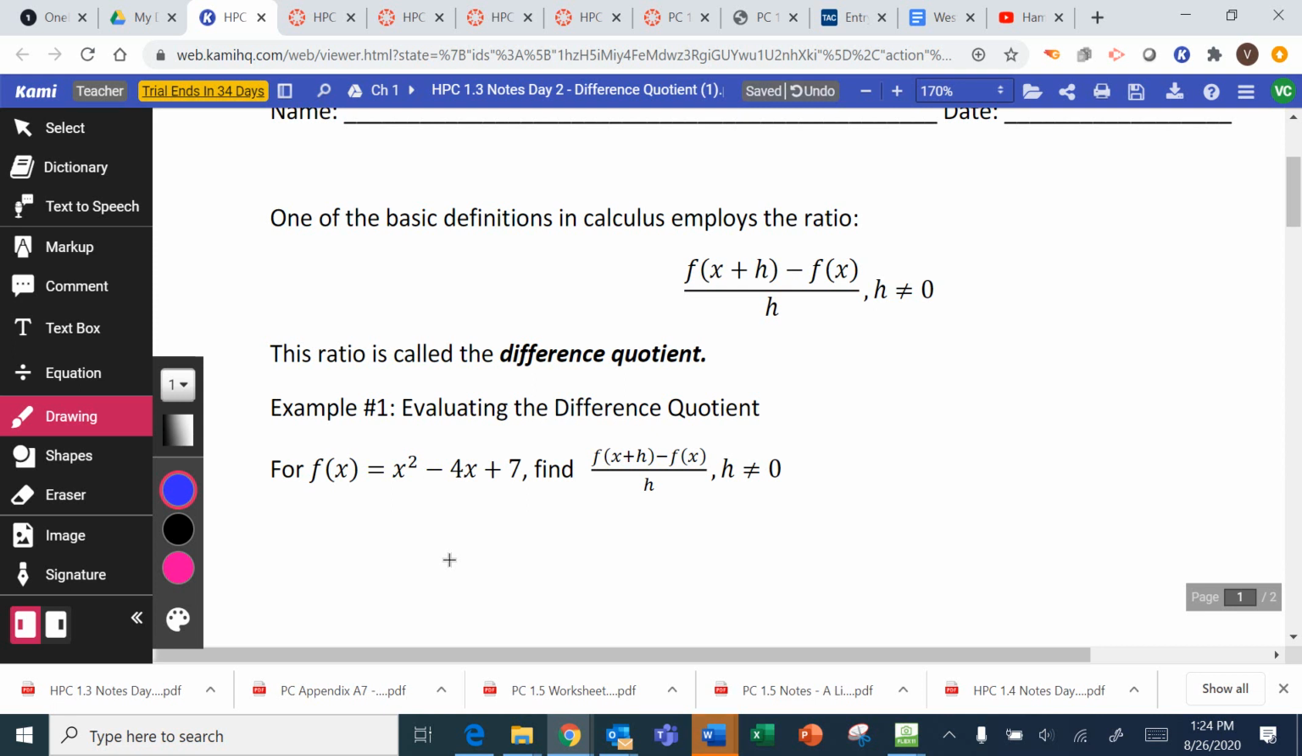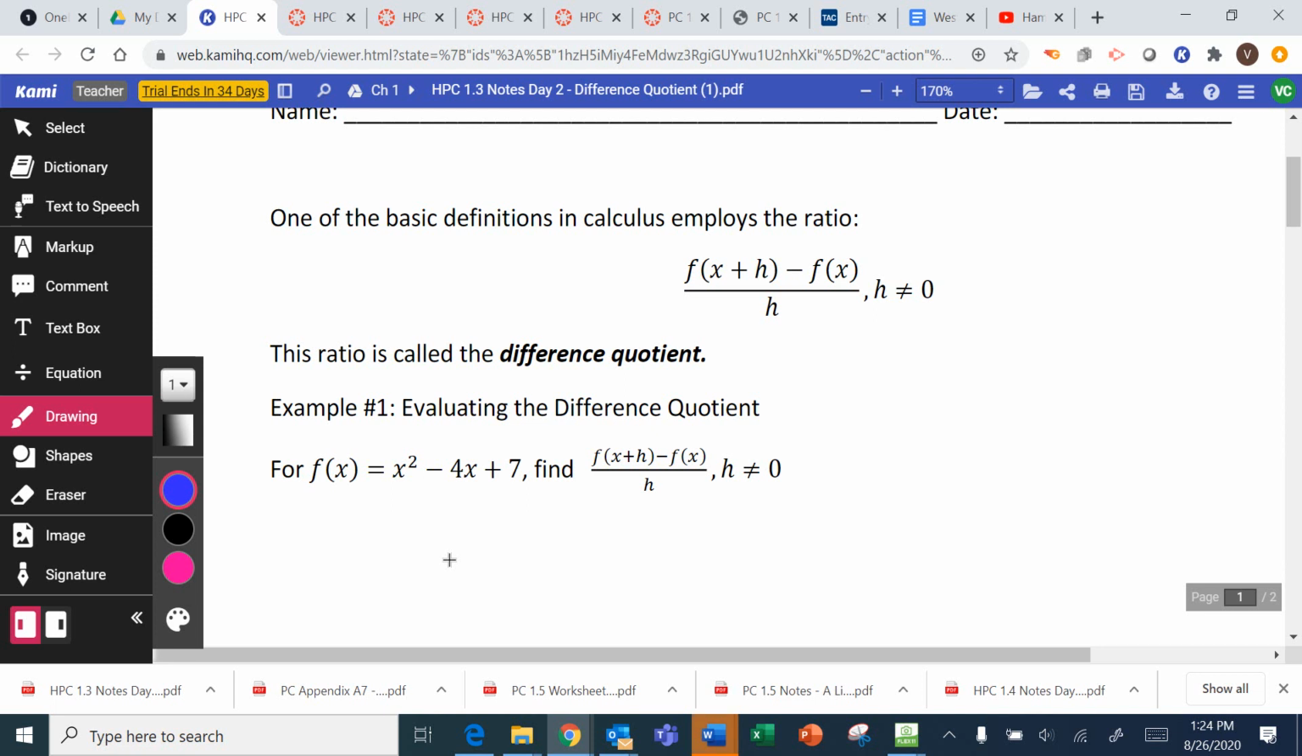All right, so this is the difference quotient, and that's what we're learning today. It has to do with functions and inputting different amounts into functions, inputting different variables and numbers into functions. This is one of the basic definitions in calculus. When you go to calculus, or maybe at the end of the year in this class, you will use the difference quotient for things. Definitely when you go to calculus.